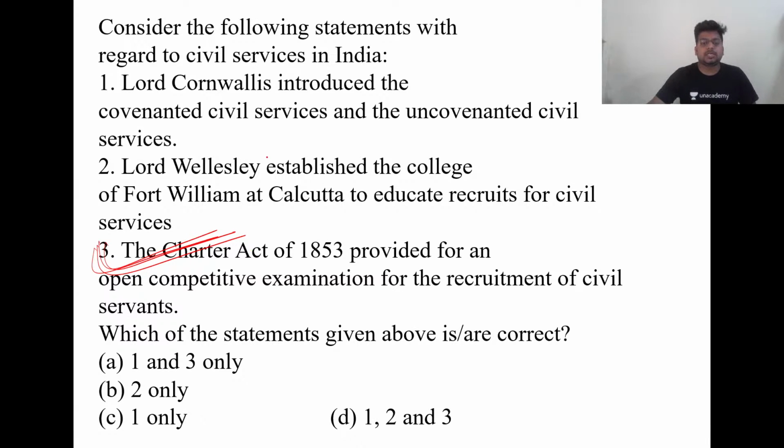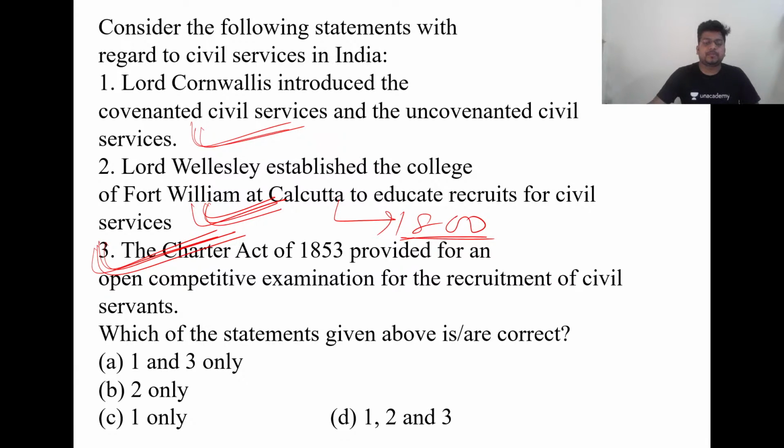So this is Wellesley. Oh yes, this is also true. Lord Wellesley established the College of Fort William, Calcutta, for the recruitment of civil services. This is also true. Lord Cornwallis introduced civil services, and yes, this is also true. So all three statements are true, right? The Charter Act 1853 opened competitive exams for recruitment of civil services. Fort William at Calcutta was established to educate civil servants, basically the training college, by Lord Wellesley, right? It was founded in 1800.